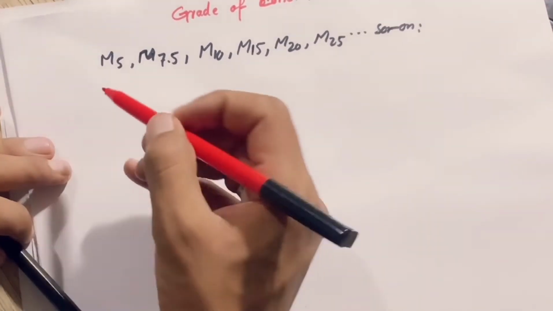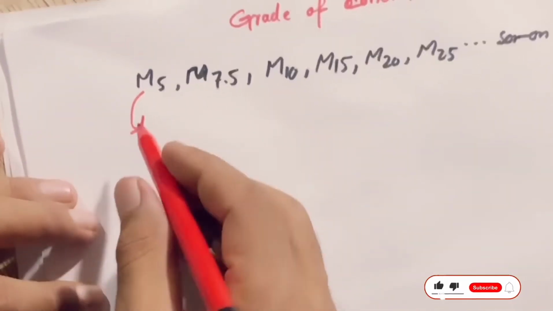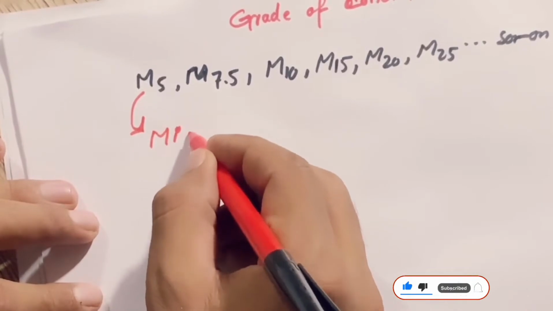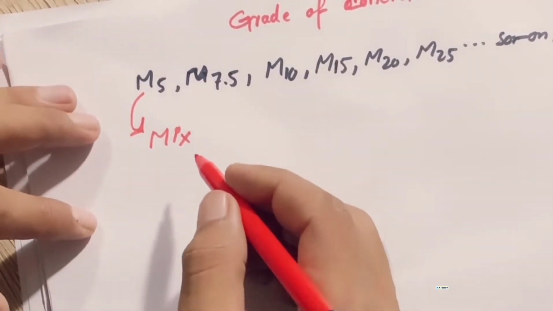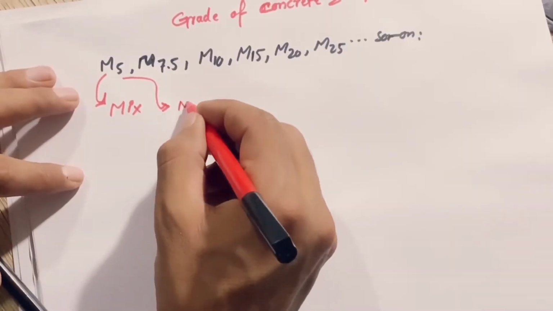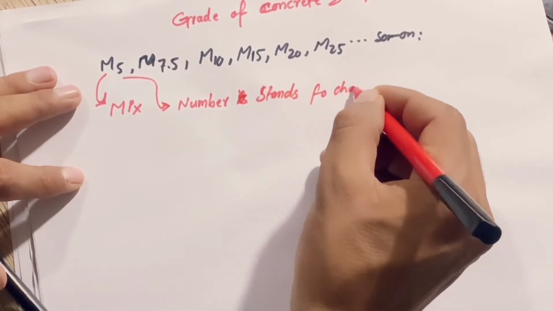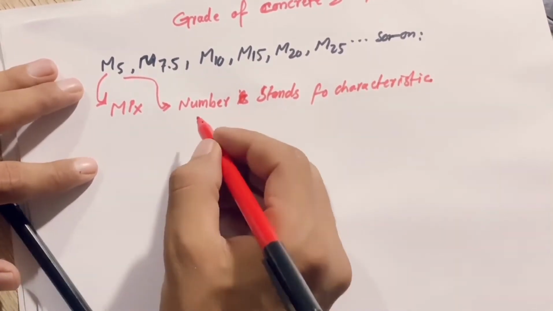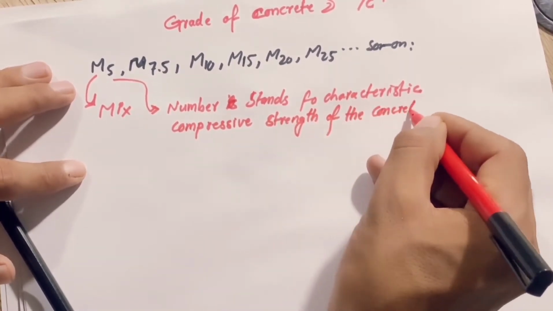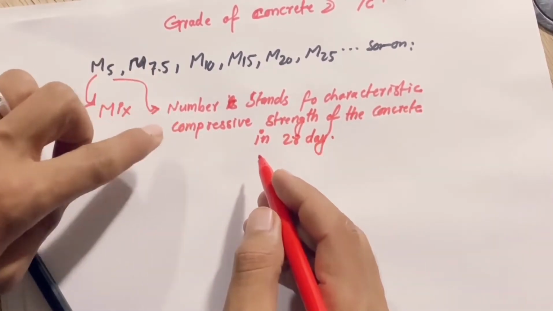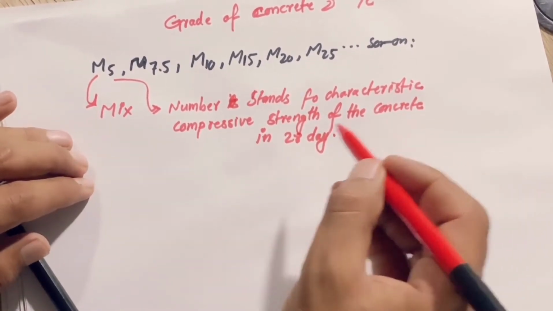To understand what M stands for: M stands for mix, or we can say mix design. And the number stands for the characteristic compressive strength of the concrete in 28 days.